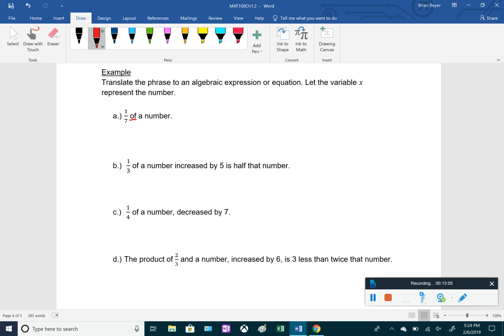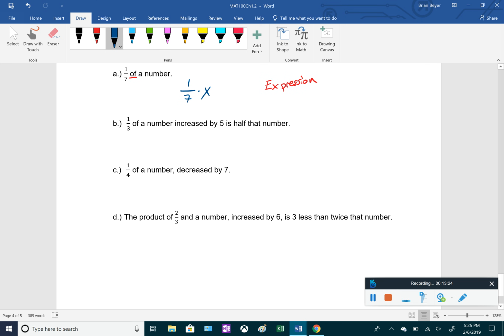So we see the word of, that means multiplication. So this means 1/7 times a number which we're calling x. So this is an expression because there's no equal sign. Next one for B, we have 1/3 of a number increased by 5 is half that number. Okay, so for this one, we see of, we know we're multiplying. We see increased by, that's going to be addition. Is equal to, half is going to be 1/2 times.